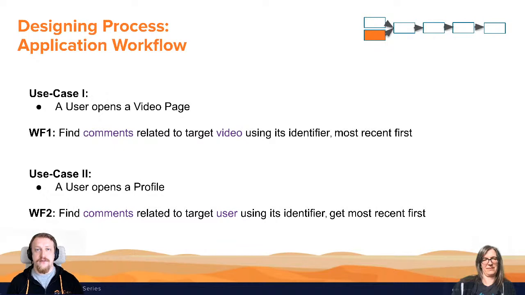And then the second thing, application workflow. We speak about the comments for the videos on YouTube. And we have 2 main use cases. User opens a video page. We have to show comments latest first, and we have to find comments related to the target video using its identifier, which we have. And the second use case is user opens a profile. So we want to find comments related to the target user using its identifier, most recent first. And those are 2 different use cases, because don't forget about the main limitation we have to think about. In order to query the data, you need to know the partition key. And the partition key is something like the video ID, or user ID, as you will see in a moment. Therefore, we cannot retrieve comments for a single user given no video ID. It just will not be enough.